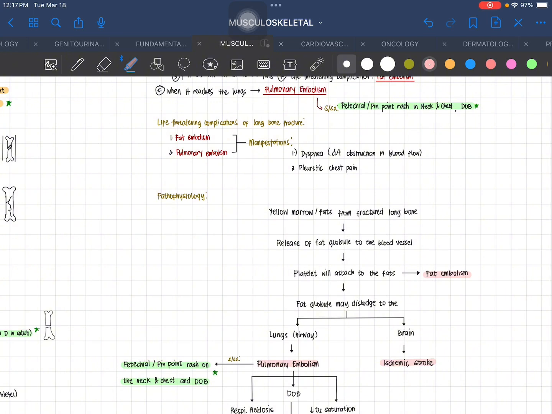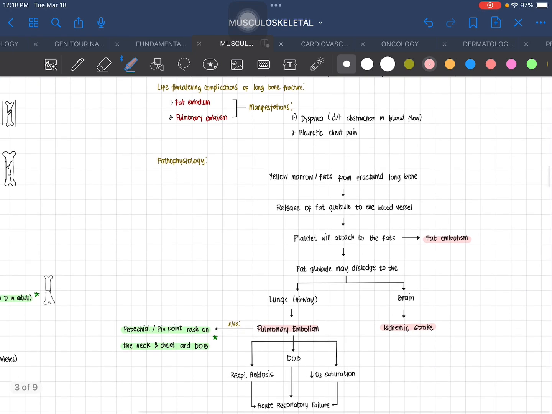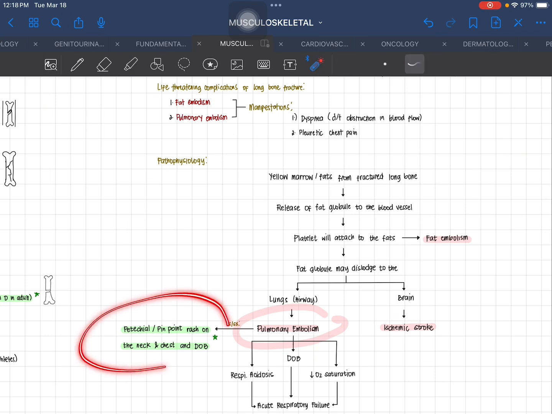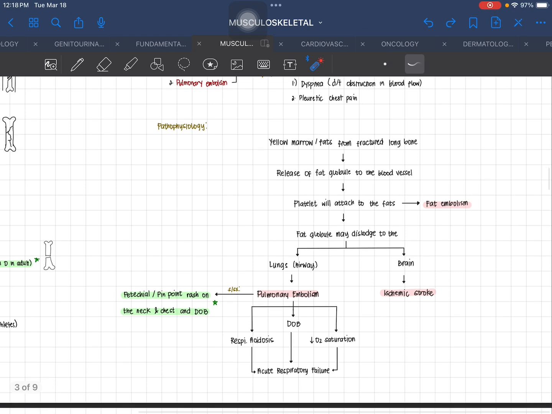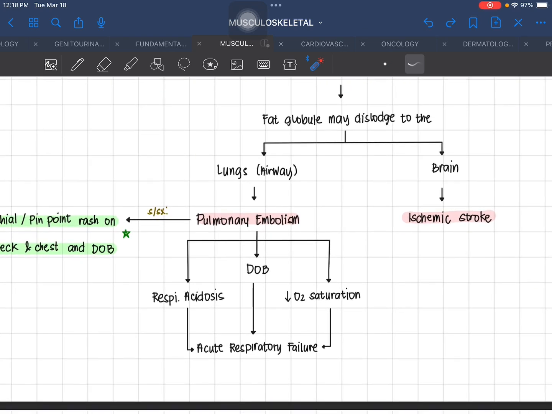So, fat globules may also dislodge to the different organs like kidney. Apektado ang airway mo. Also brain, pwede rin sa brain. So, pag na-dislodge yung fat globules na yun galing doon sa fractured na long bone, possible na magkaroon ka ng pulmonary embolism na makikita natin may signs and symptoms of petechial o pinpoint rash sa neck and chest. Also, of course, dahil affected si lungs, airway, difficulty of breathing. Ayan.